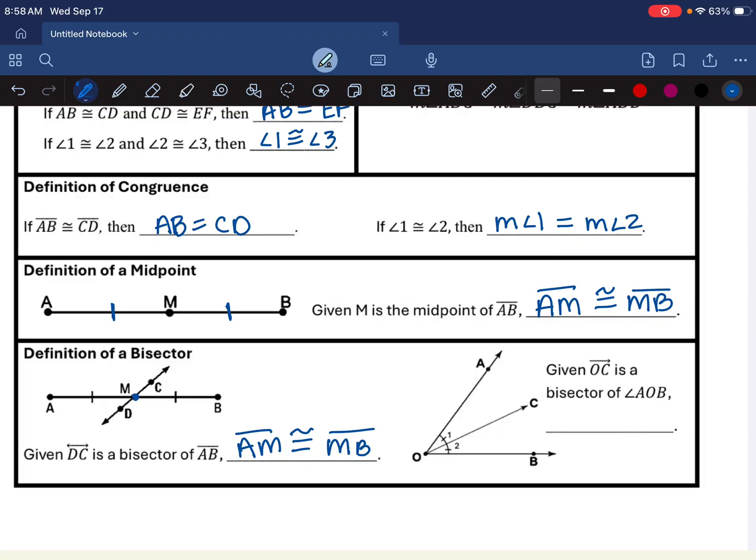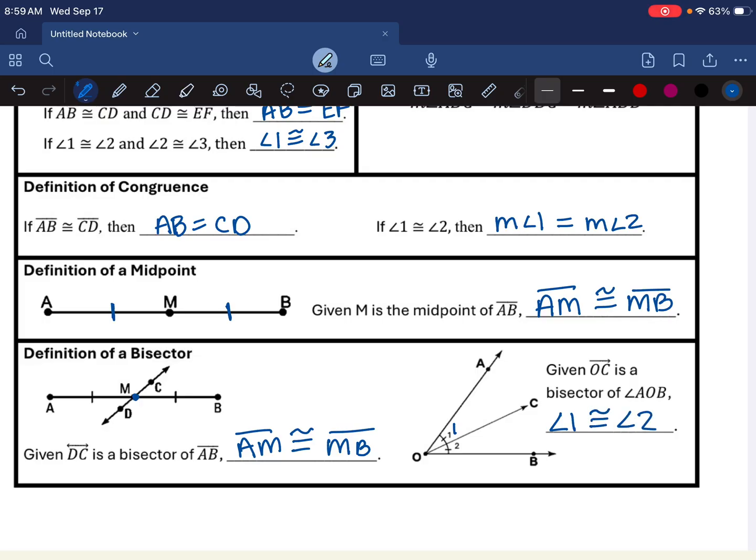Same thing for an angle, right? If ray OC bisects that whole angle, what do I know about the 2 angles that are left? They are equal or congruent, right? How could I label those 2 are equal or congruent? With that little line. What would I call the first angle? There's a better name, an easier one. Angle 1, right, is congruent to angle 2.